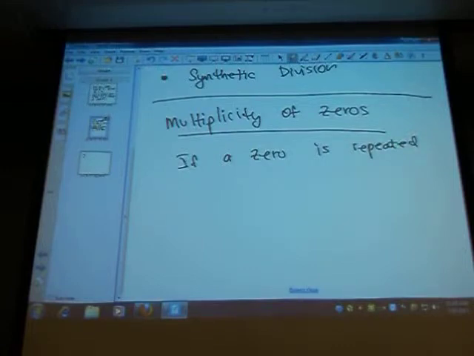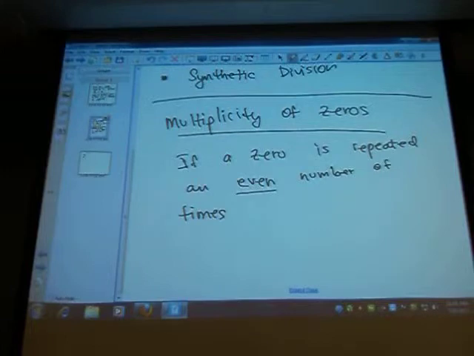So if the 0 is repeated an even number of times, anybody remember what will happen to the graph? It's been weeks since we talked about this. An even number of times. So it's like I have 2 zeros that are the same. What will happen is the graph will just touch the axis at that point.